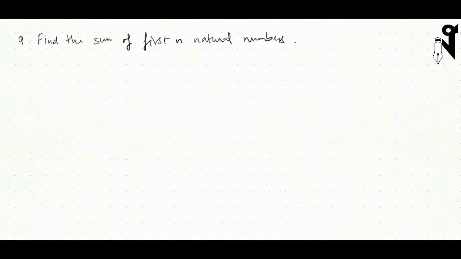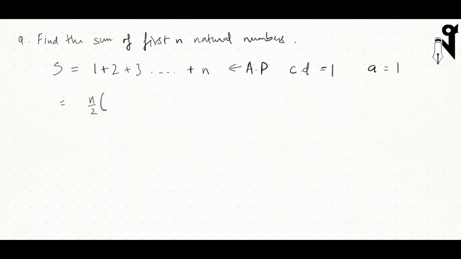Let's try to determine a very interesting result from this. That result is basically the sum of the first n natural numbers, 1, 2, 3, all the way up to n. We can see that the natural numbers are actually an AP. This forms an AP with common difference 1 and first term 1. So by the formula that we just learned, S is basically n by 2 times (2a, so that is 2, plus (n minus 1) times d, which is 1).